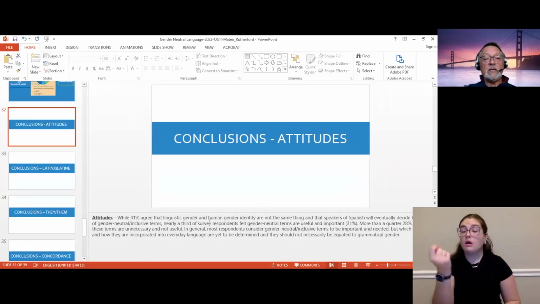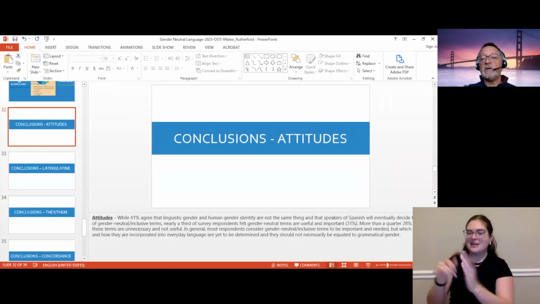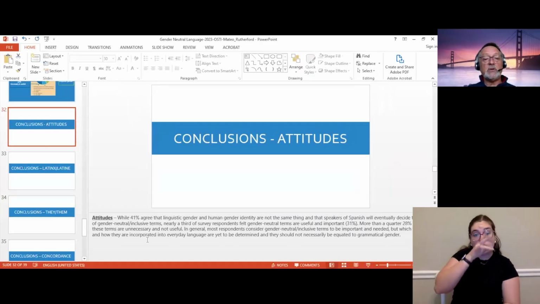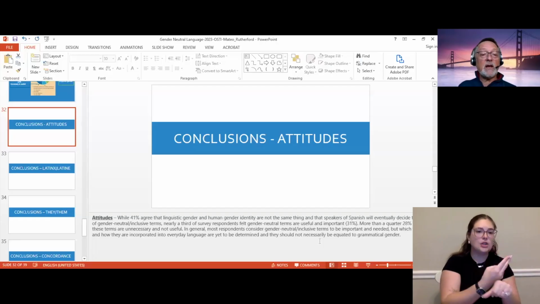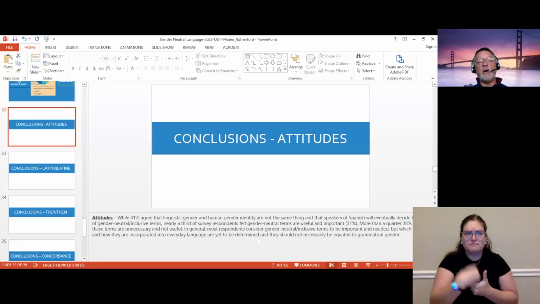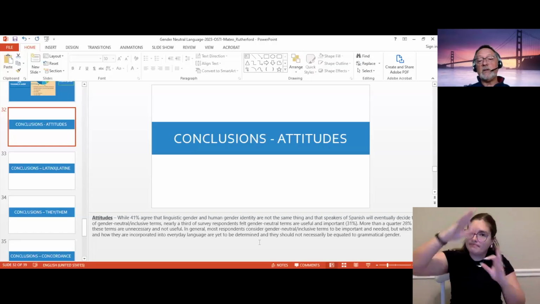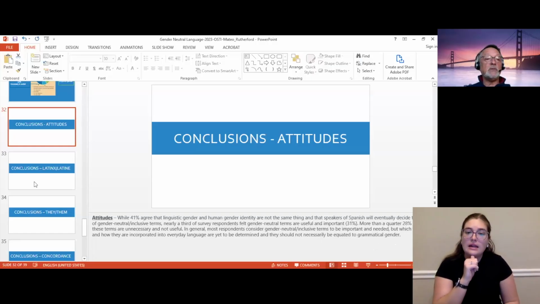While 41% agreed that linguistic gender and human gender identity are not the same thing, and that speakers of Spanish will eventually decide the fate of gender neutral inclusive terms, nearly a third of survey respondents felt gender neutral terms are useful and are important. And more than a quarter, 28%, feel these terms are unnecessary and not useful. So, in general, most respondents consider gender neutral inclusive terms to be important and needed, but which terms and how they are incorporated into everyday language are yet to be determined. And they should not necessarily be equated to grammatical gender.